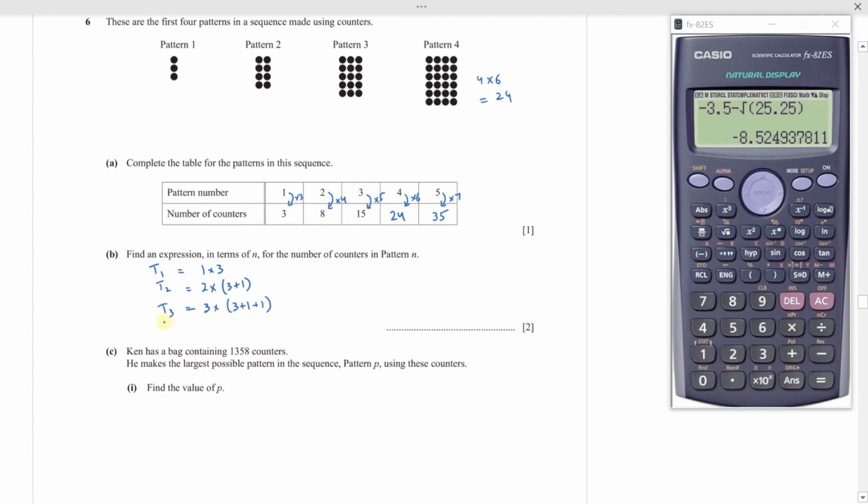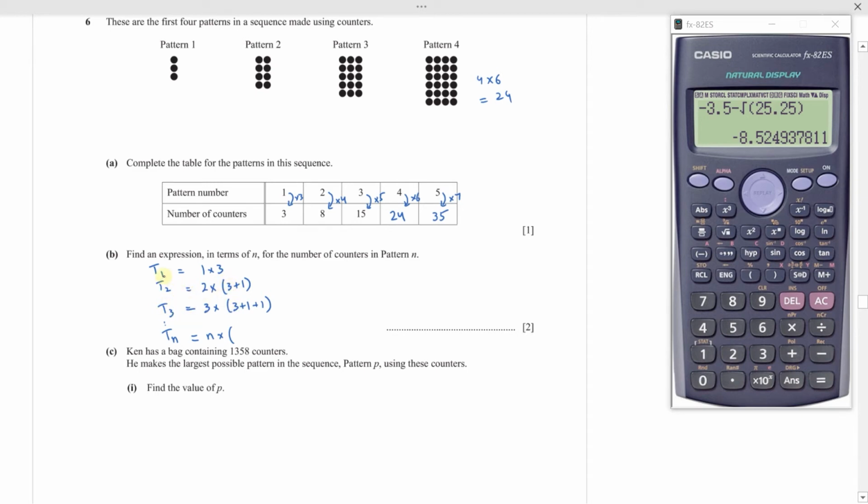So if you look at what will be your number of counters, total counters Tn in pattern n. So these numbers are simply the pattern number. So 1 multiplied by 3, 1 was your pattern number. You have second pattern, you have 2 here. You have third pattern, you have 3 here. So for the nth pattern, you have n multiplied by, and each time you multiply by a number that is 2 greater than the pattern number.